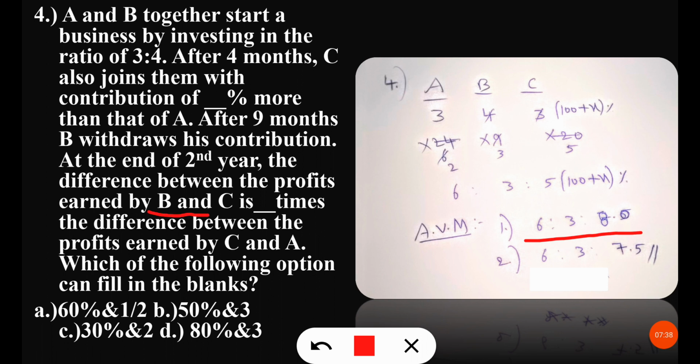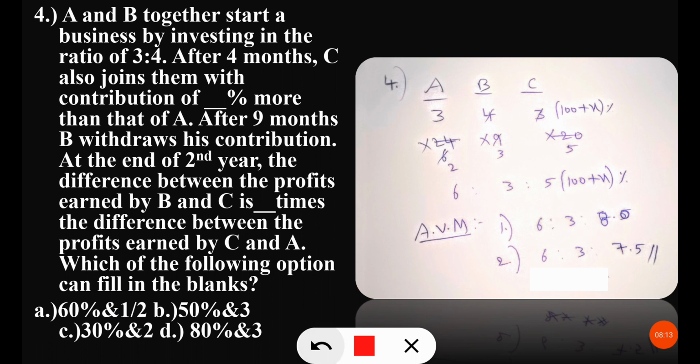Now we are supposed to read this point. At the end of the second year, the difference between the profits earned by B and C is dash times, that is half times, 1 by 2 times the difference between the profits earned by C and A. What is the difference between B and C? It is 5. What is the difference between A and C? It is 2. Is there any relation between 5 and 2 with 0.5? No. 2 is not half of the 5. So that's why option A is not the correct one.